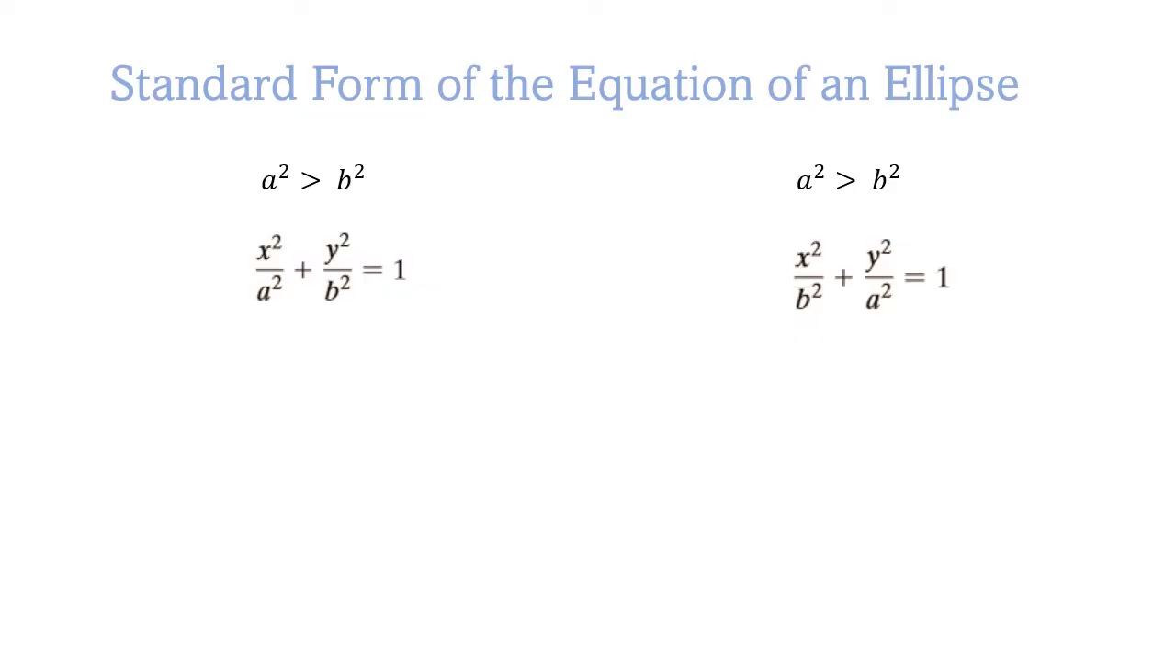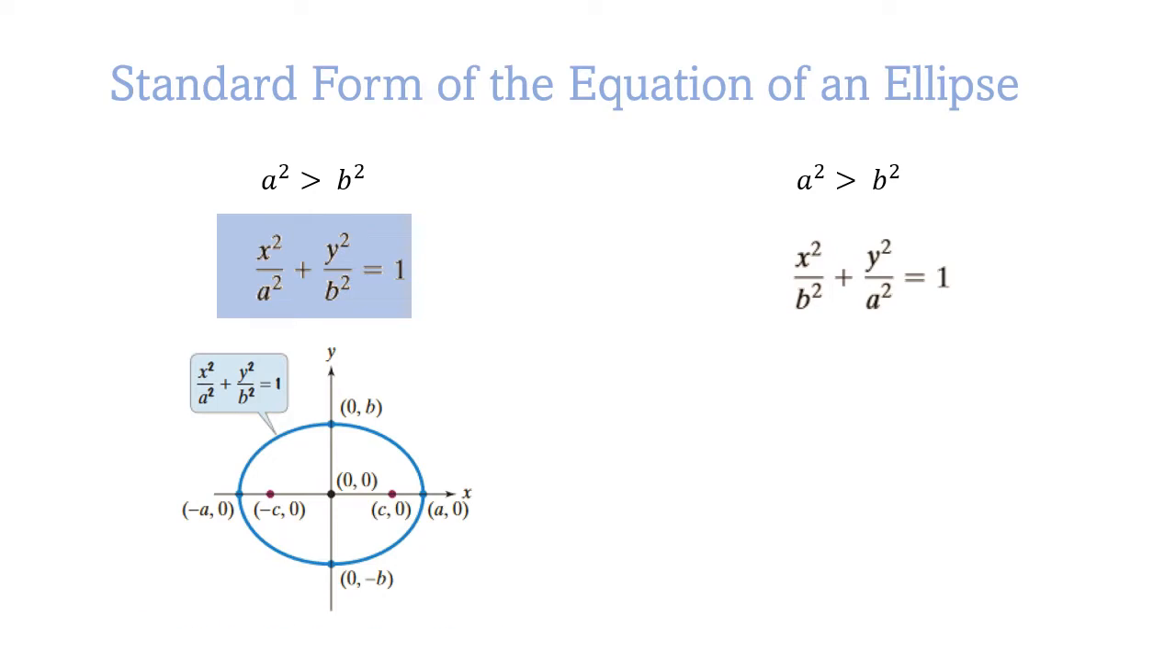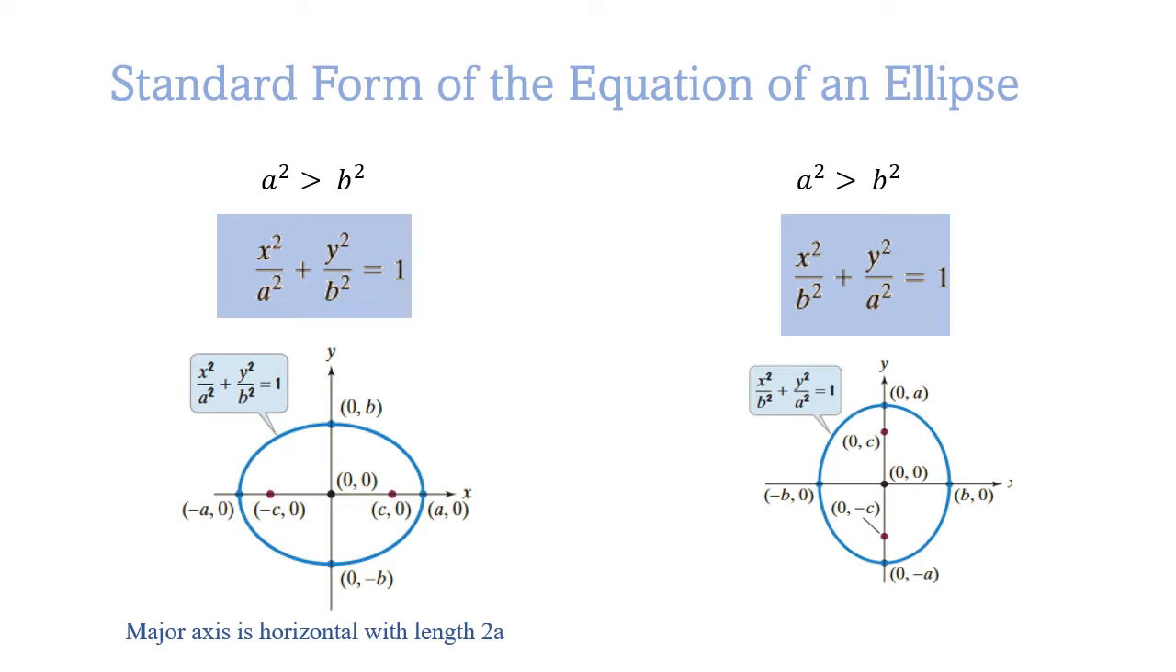Now this is the standard form of the equation of an ellipse. When a squared is greater than b squared, in the first case, we have a horizontal ellipse, and the major axis is horizontal with a length of 2a. Now when the quantity under y squared is greater than the quantity under x squared, so also a squared is greater than b squared, but notice the location of a squared in this case. So we get a vertical ellipse, and the major axis is vertical with a length of 2a.